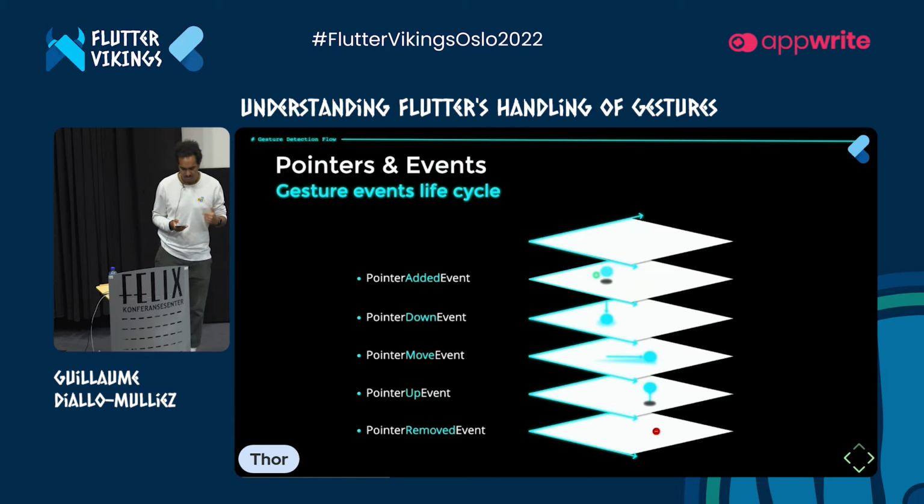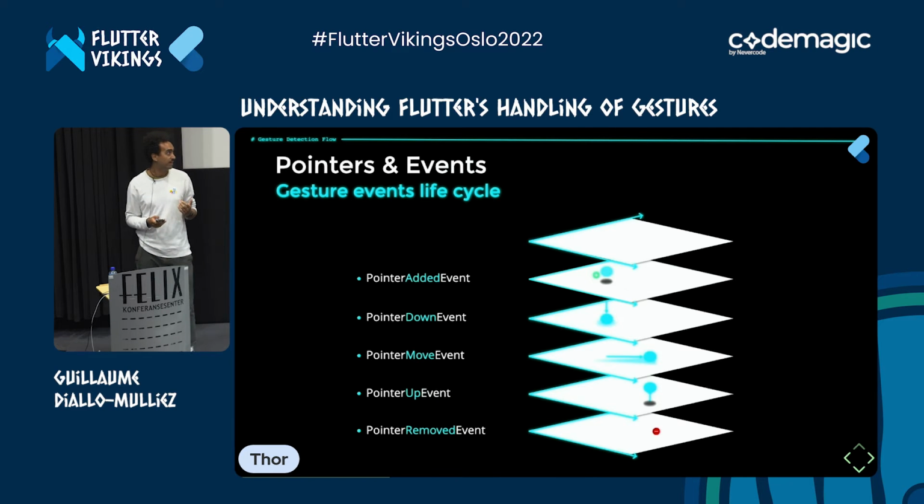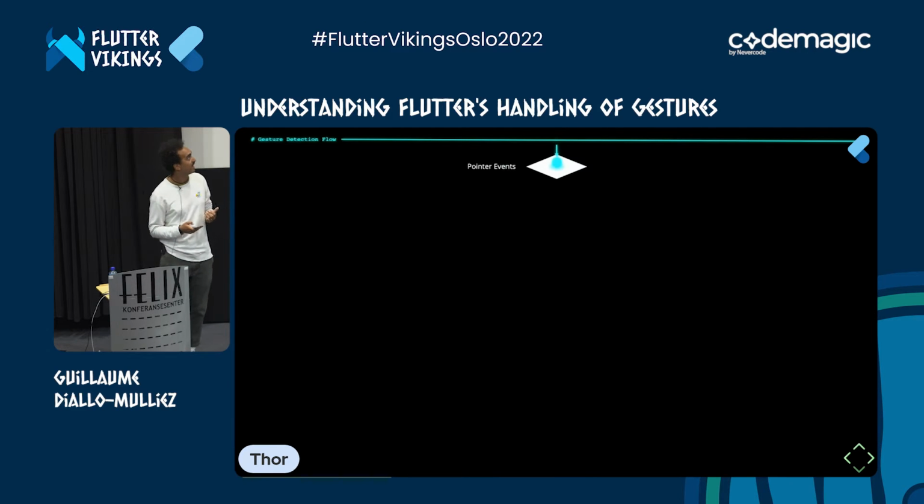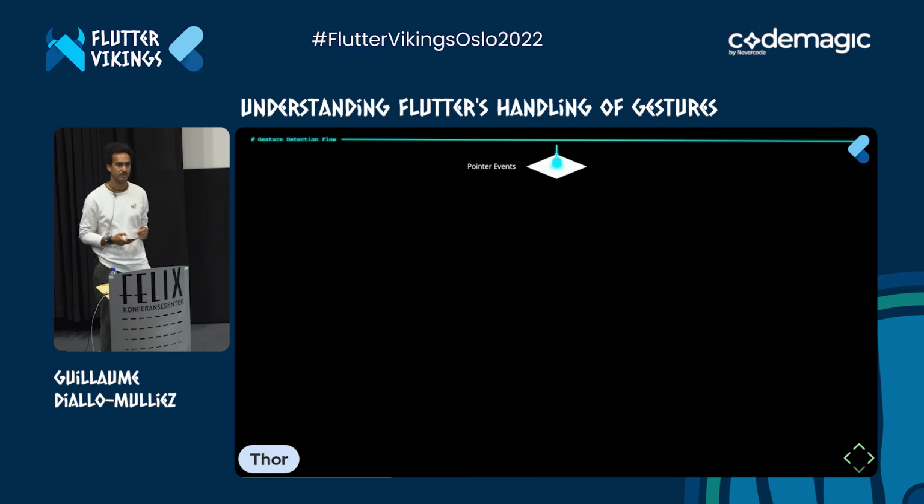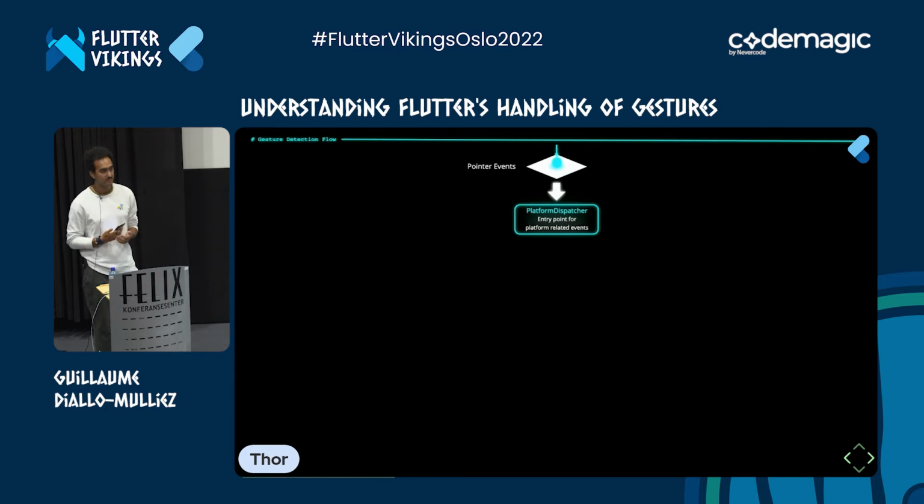So these are all the events that generate the sequence of any kind of gestures in Flutter. So now that you know about pointer and event, let's see how this goes inside Flutter. Let's imagine we have a pointer event coming on your screen. So we are tapping down on the screen at first. So this pointer event will be handled by the platform dispatcher. That's basically the entry point for any platform-related event in Flutter.